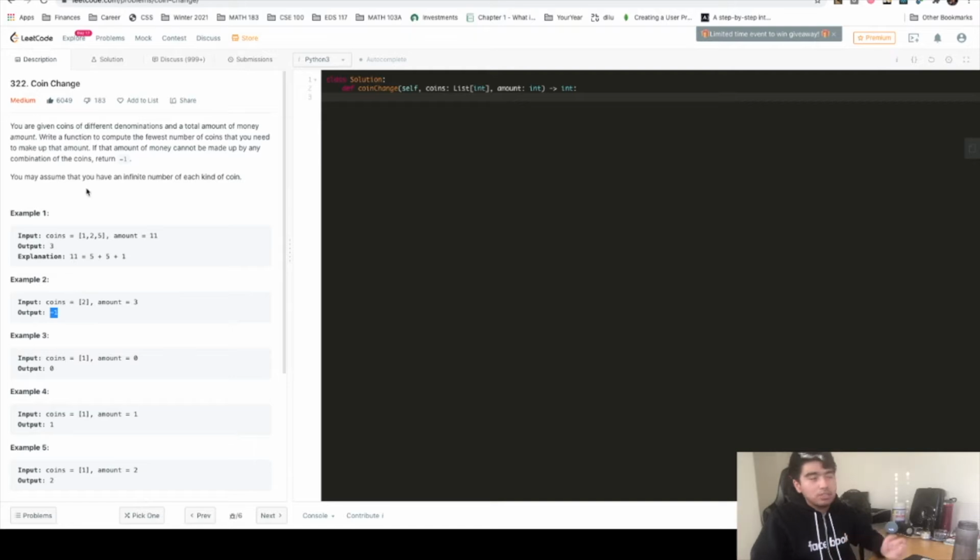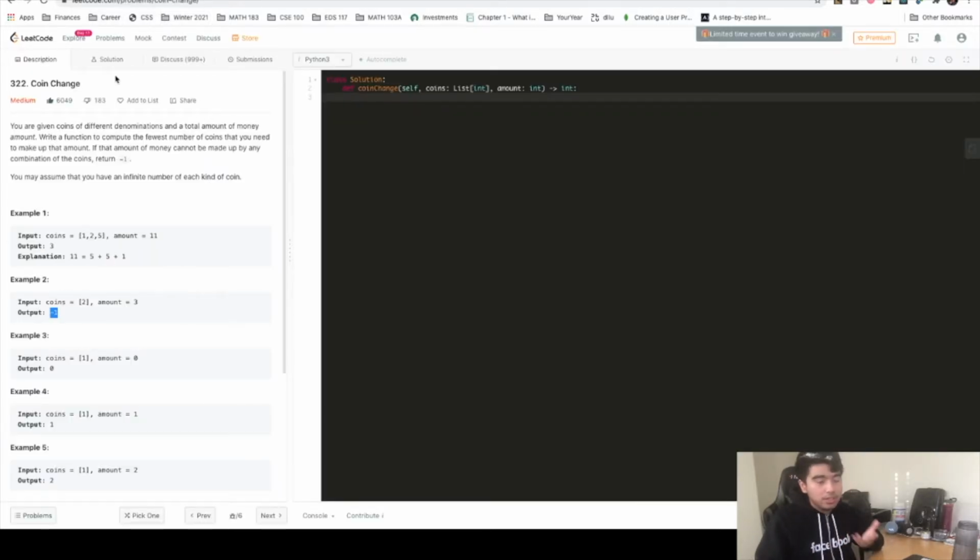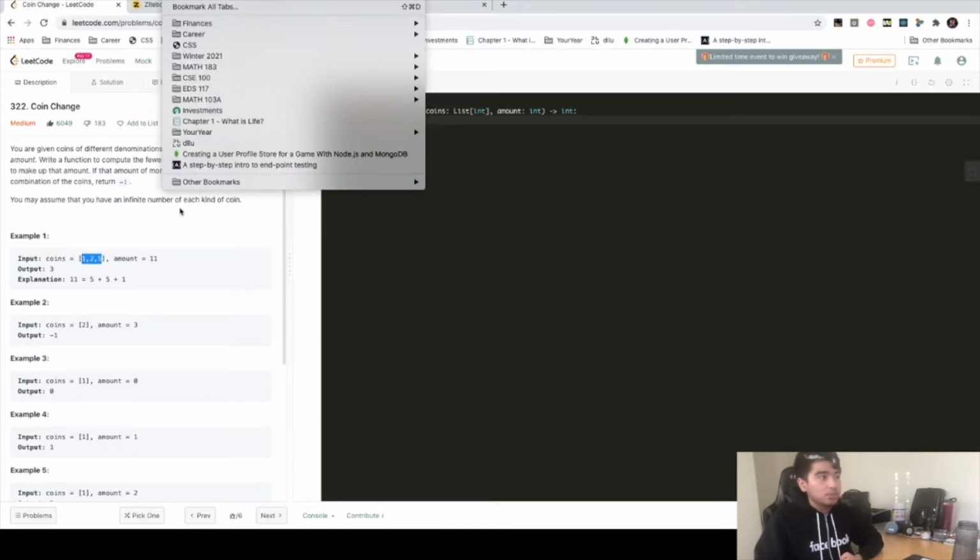So how are we going to attempt this problem? For this problem, I want to gather some intuitions. A lot of people think, oh, this might be a greedy algorithm problem, where we start at the very end and iterate down from the largest denomination to the smallest, subtracting. So what do I mean by that?